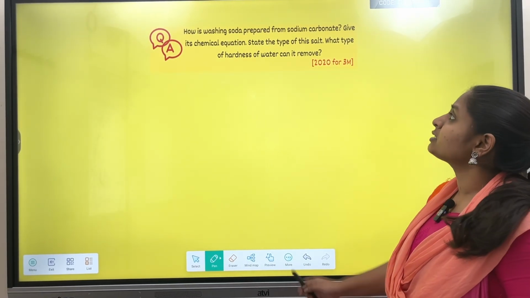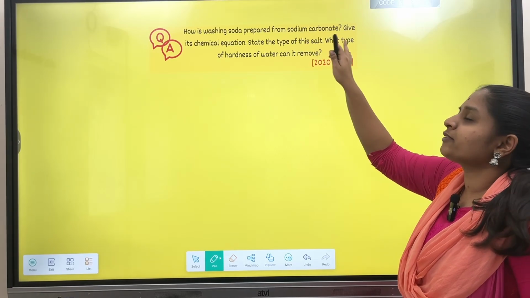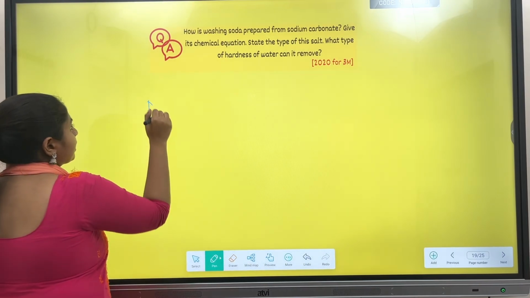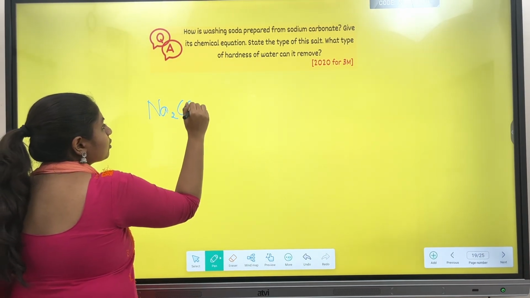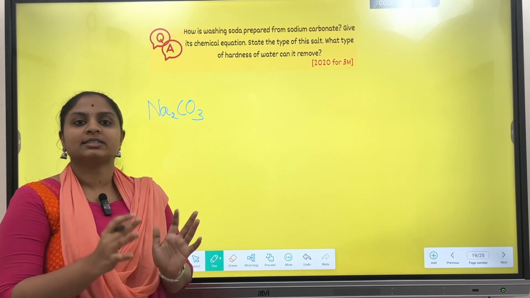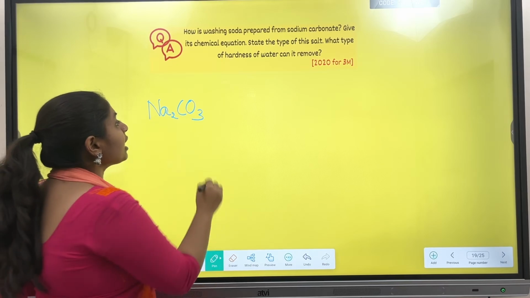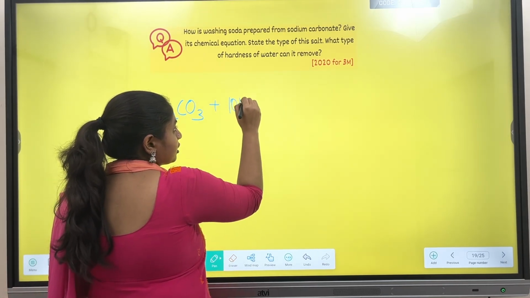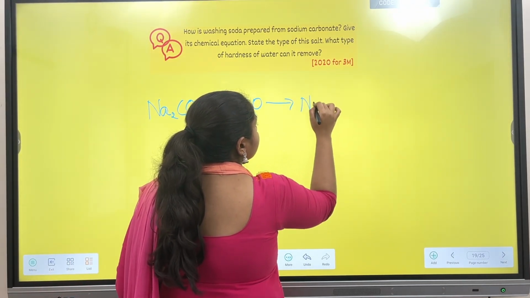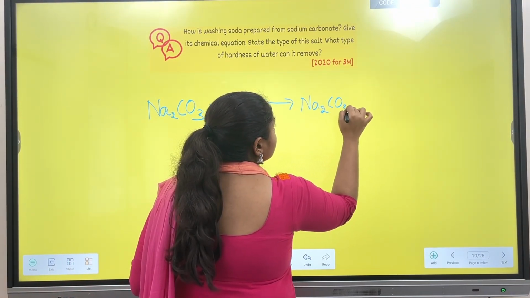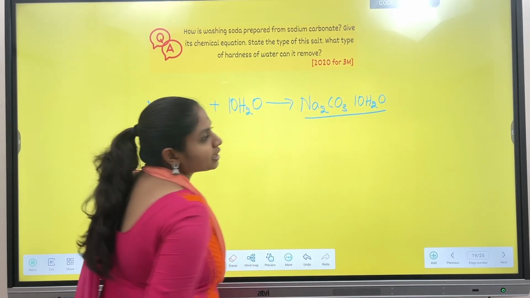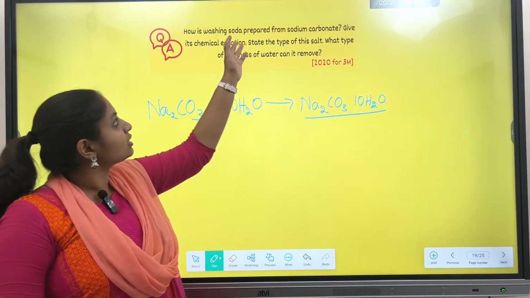The second question here is, how is washing soda prepared from sodium carbonate? So what is sodium carbonate? Sodium carbonate is Na2CO3. I told in the previous slide also, this Na2CO3 alone is just sodium carbonate. This sodium carbonate will absorb water molecules. It will absorb 10 water molecules to give Na2CO3.10H2O. This Na2CO3.10H2O is called washing soda.